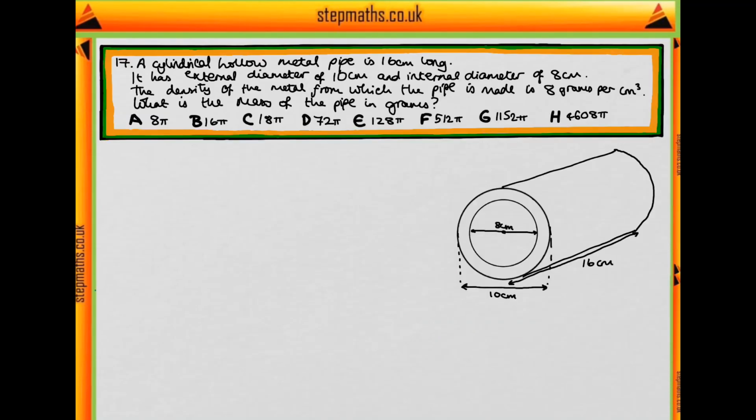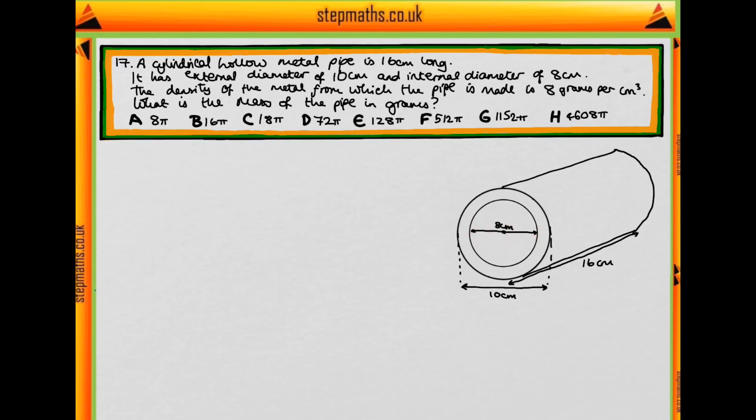This is question 17 of section 1 of the Natural Sciences Admissions Assessment past paper 2017. And in this question we have a cylindrical hollow metal pipe as shown here, which is 16 centimetres in length, and it has external diameter 10 centimetres and internal diameter 8 centimetres.